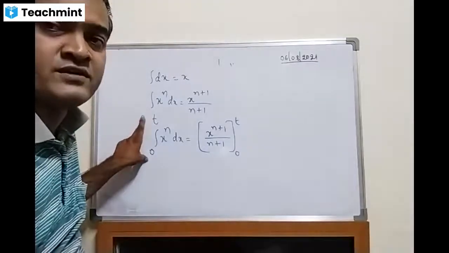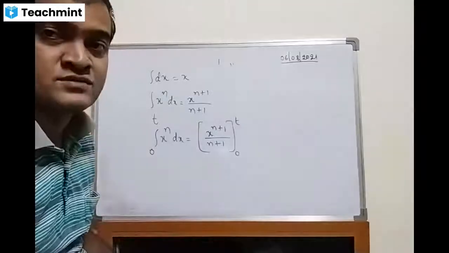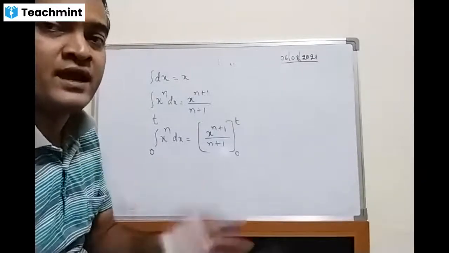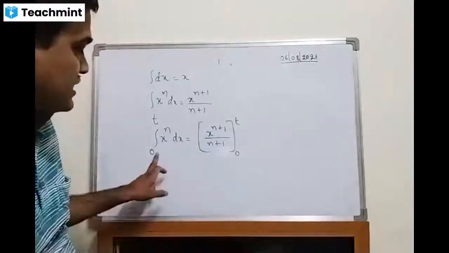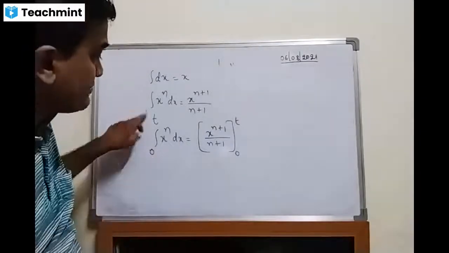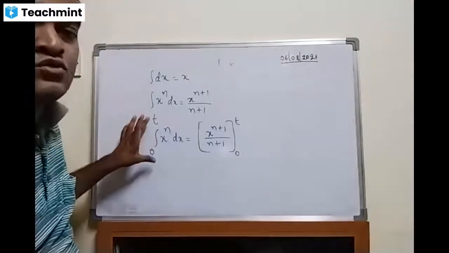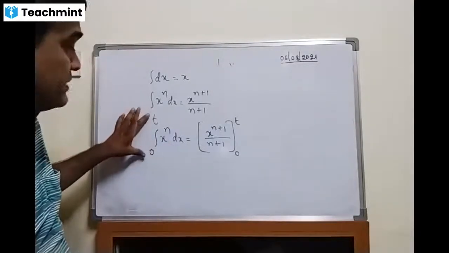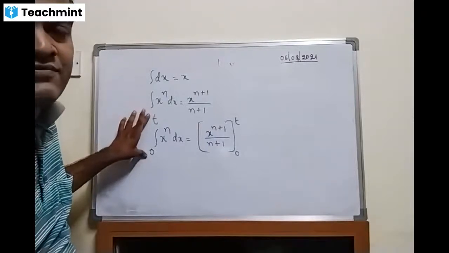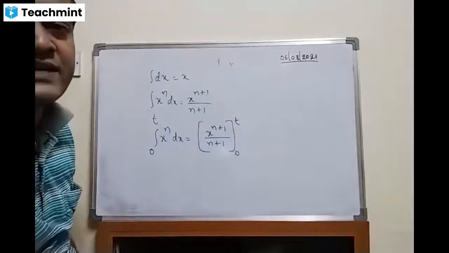What do you mean by definite? Definite in the sense you are applying some limits. You are not crossing the limits from where you have started and where you have ended. I have started the particle at 0 time and ended the particle at how much time? T seconds. So these two limits are called definite limits, and this integral is said to be a definite integral.